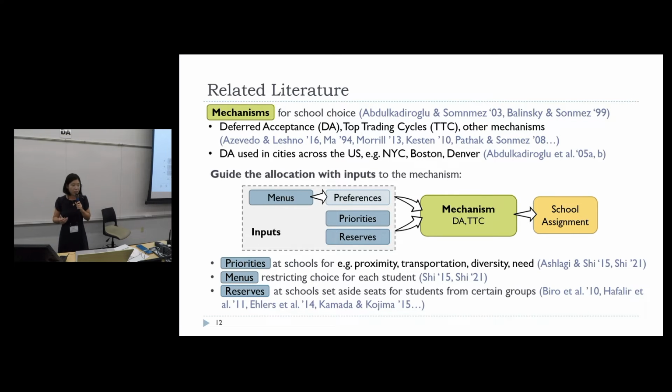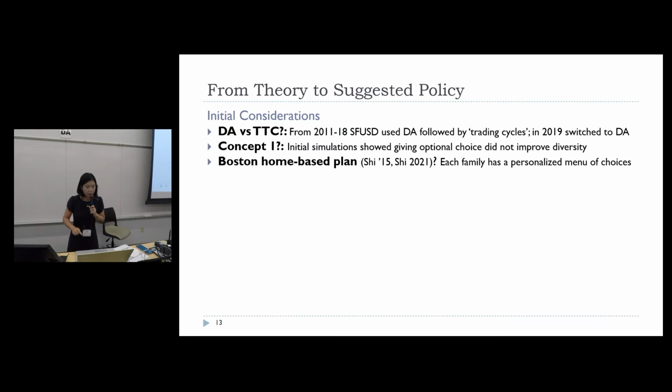Okay, so as inputs, you should have in mind things like priorities, for example, students who have siblings at the school or students who live in the neighborhood of the school, or menus that restrict the set of schools that a student is eligible for or can choose from, or reserves that set aside seats at schools for certain types of students. And so what we're going to do is take this theory about mechanisms and their inputs and think about what that means for policy in San Francisco.